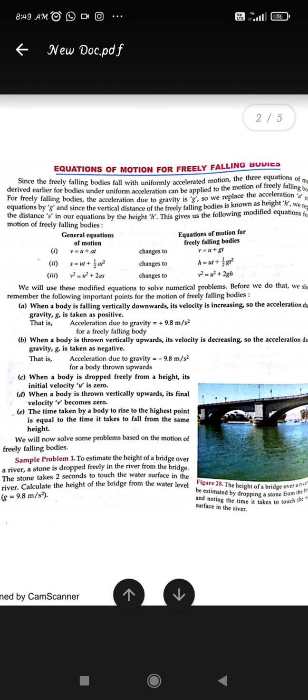The equations we now get for freely falling bodies are: v is equals to u plus at will be changing into v is equals to u plus gt. The second equation of motion, s is equals to ut plus half at square, will change with s becoming height, because we are dropping an object from a height, which will be h, and the acceleration a becoming the acceleration due to gravity g. So h is equals to ut plus half gt square.